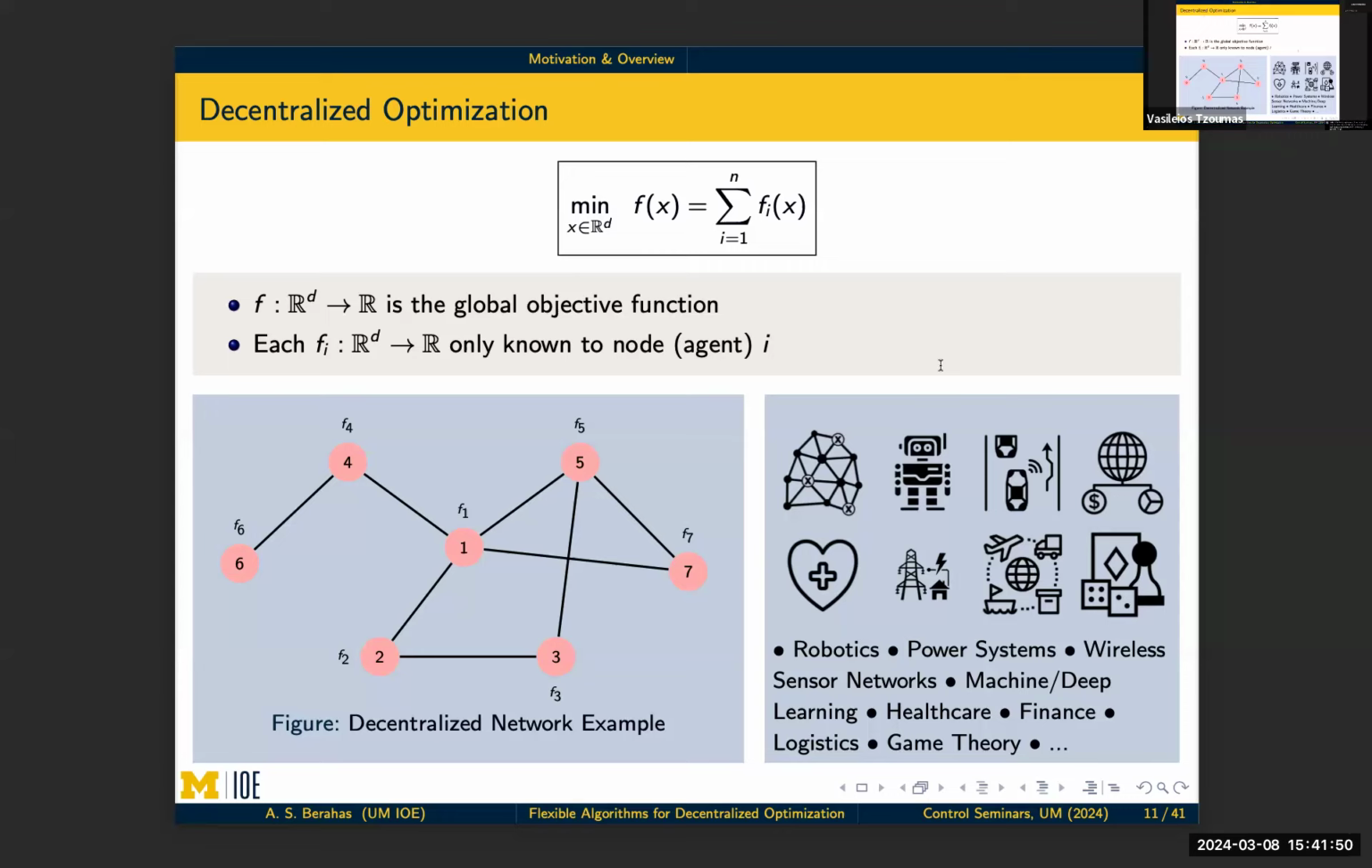Is information exchange? Absolutely. Yeah, great question. So we're going to be able to exchange information only along these edges.